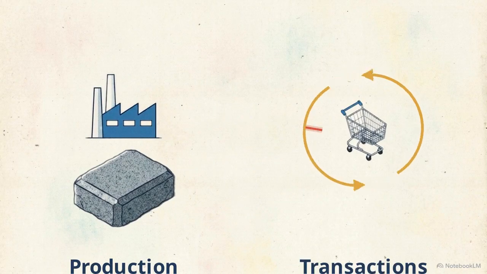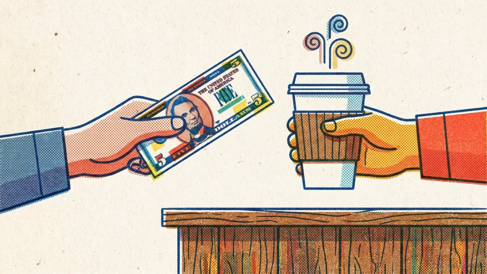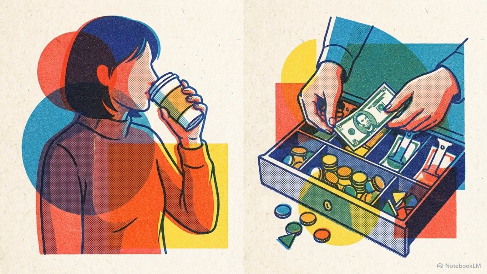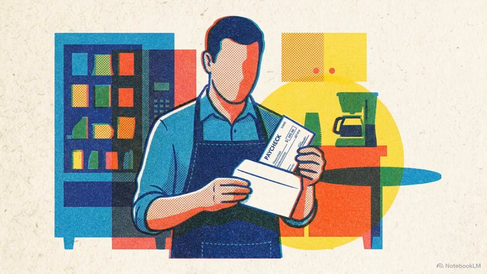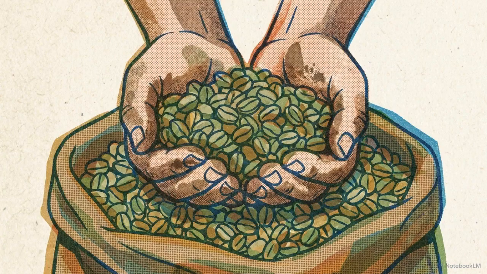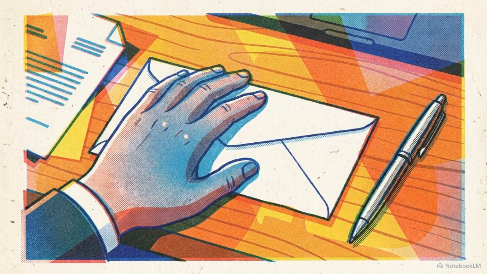This brings us to the second driver: transactions. This is the moment a physical item or service is exchanged for money. When a customer hands over $5 for their morning coffee, both sides benefit. The customer gets their drink, and the shop owner gets cash. That $5 then flows through the community. The owner uses it to pay the baristas, buy more beans from a farmer, and cover the shop's rent.